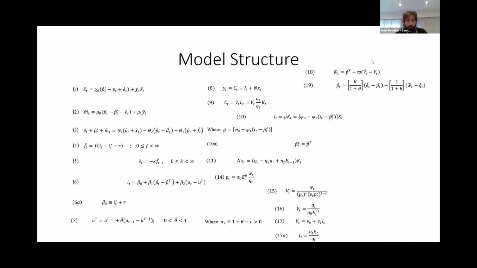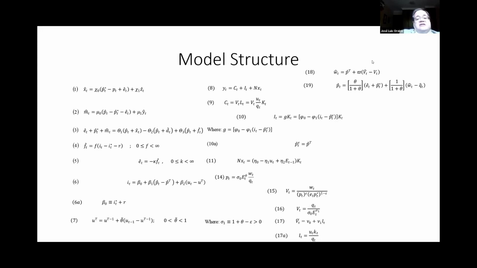Equation 6 is the Taylor rule for a flexible inflation targeting. Beta 0 is the equilibrium exchange rate for an open economy, which is equal to the international interest rate plus country risk premium. Equation 7 shows that the target, or normal, utilization rate has a hysteresis effect. So it depends on the lagged variable of the capacity utilization.